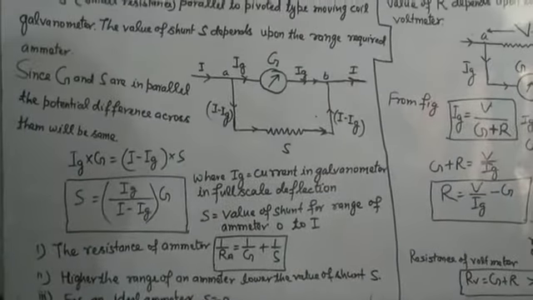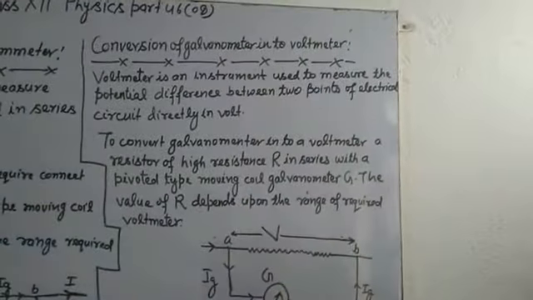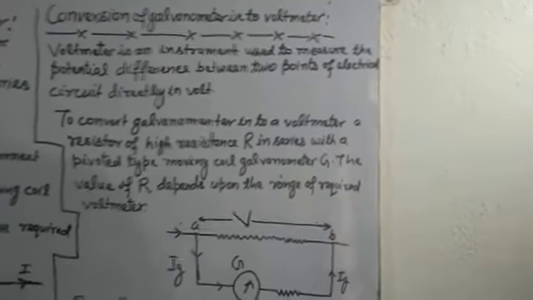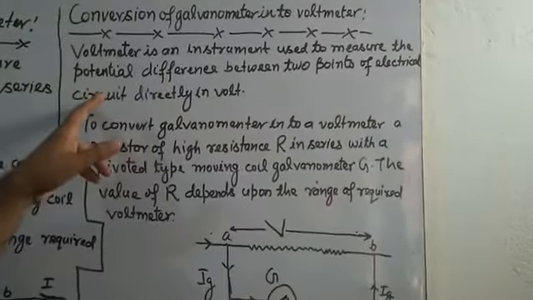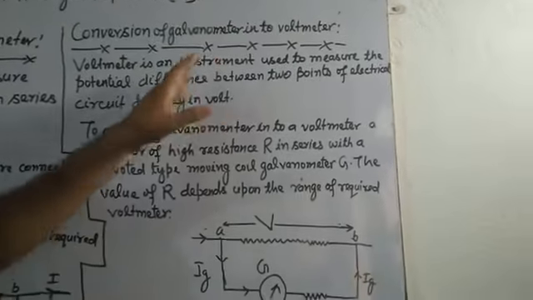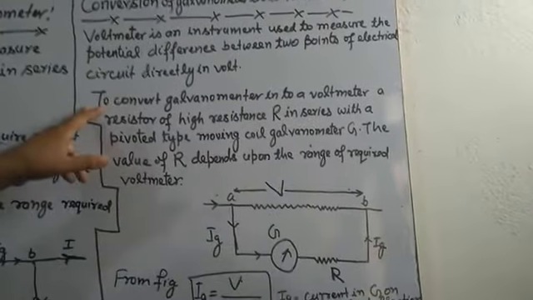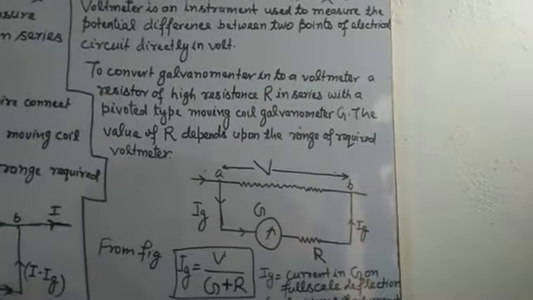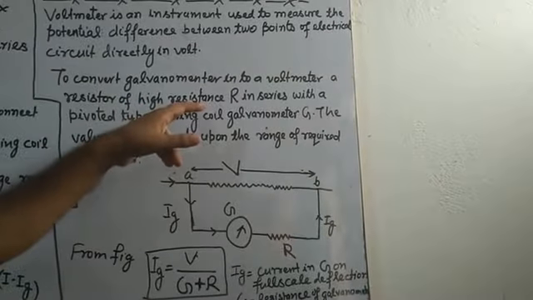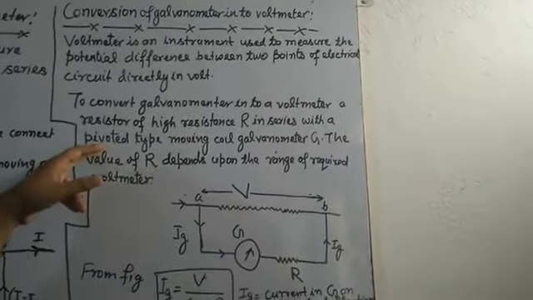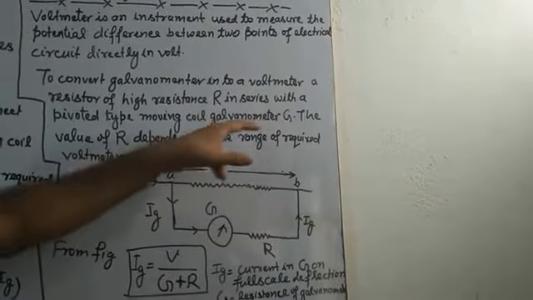Now let us come to the conversion of a galvanometer into a voltmeter. A voltmeter is an instrument used to measure the electric potential difference between 2 points in a circuit directly in volt. It is always connected in parallel between those 2 points. To convert a galvanometer into a voltmeter, a resistor R of high resistance is connected in series with the pivoted type moving coil galvanometer G.